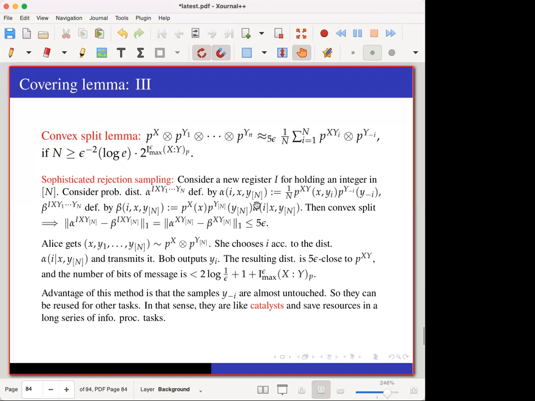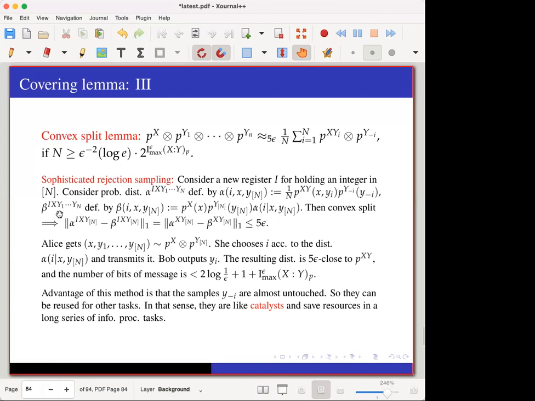So how is this defined? The index I is chosen uniformly at random, so 1 by n. Then the x and yi are correlated according to the joint distribution pxy. And the remaining ones, y minus I, are independent according to the marginals p1. So this is alpha. This is basically the left-hand side of the probability distribution. This is the right-hand side of the convex split statement with the index thrown in. I mean, this statement does not have a register for the index; I've thrown in a register for the index.